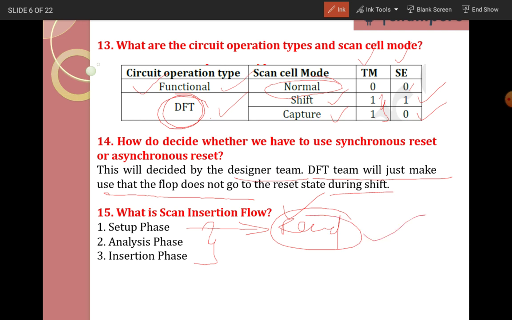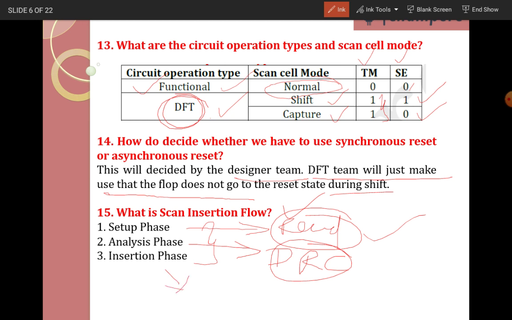In the analysis phase, we will check the DRCs. Any violations or errors, we will check and rectify. DRCs like clock controllability DRC, set/reset controllability DRC, bus contention, X source DRCs, and feedback loop DRC. We have many DRCs: S1, C1, D5, and bus contention, E5. Those DRCs we have to check in the analysis phase. Once the DRCs are clear, we will move to the insertion phase.